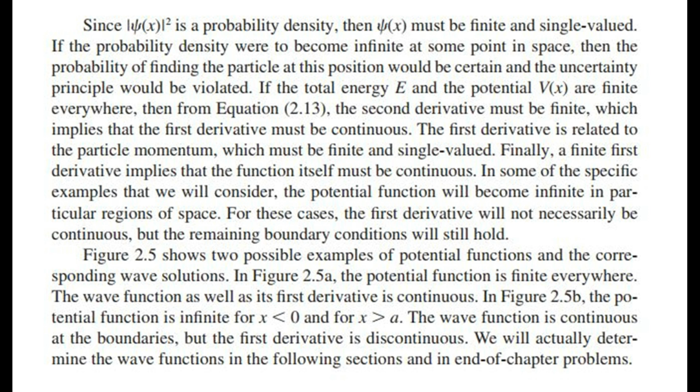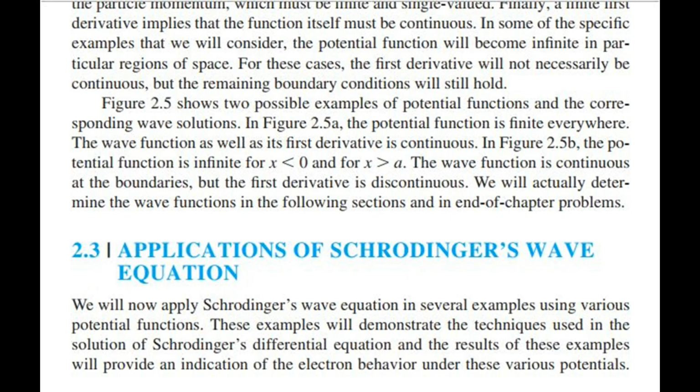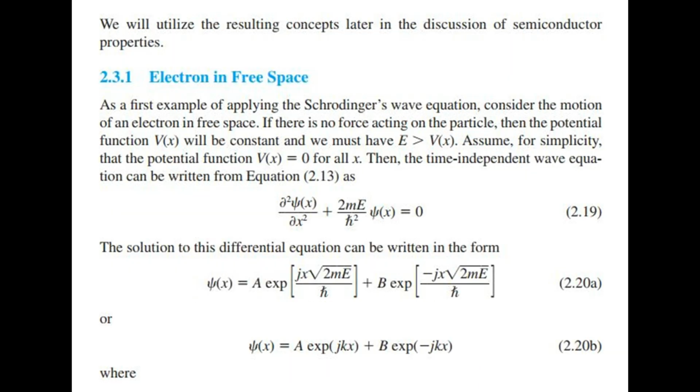2.3 Applications of Schrödinger's wave equation. We will now apply Schrödinger's wave equation in several examples using various potential functions. These examples will demonstrate the techniques used in the solution of Schrödinger's differential equation, and the results of these examples will provide an indication of the electron behavior under these various potentials. We will utilize the resulting concepts later in the discussion of semiconductor properties.